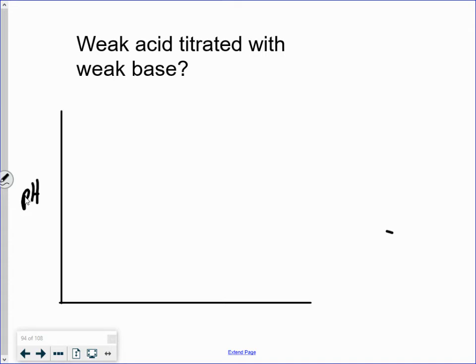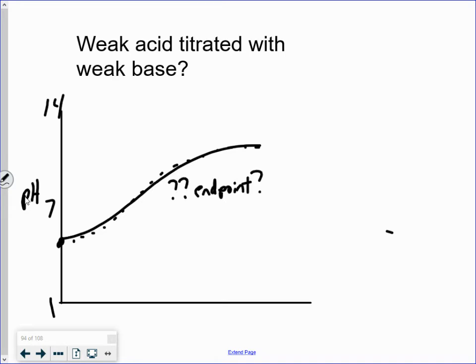Okay, what are we doing here? So weak acid titrated with weak base. We're starting with a weak acid, and we're adding weak base to it. So about there, right? Because you have such a weak acid and a weak base interacting, the buffer zone is really kind of nebulous. It might look like that. We don't have a nice buffer zone. So that's a weak acid titrated with a weak base. Undefined buffer zone, undefined endpoint. Where's the endpoint? I don't know.